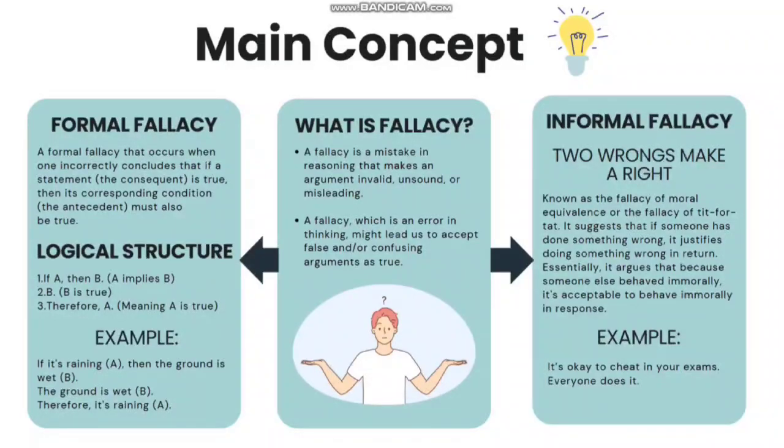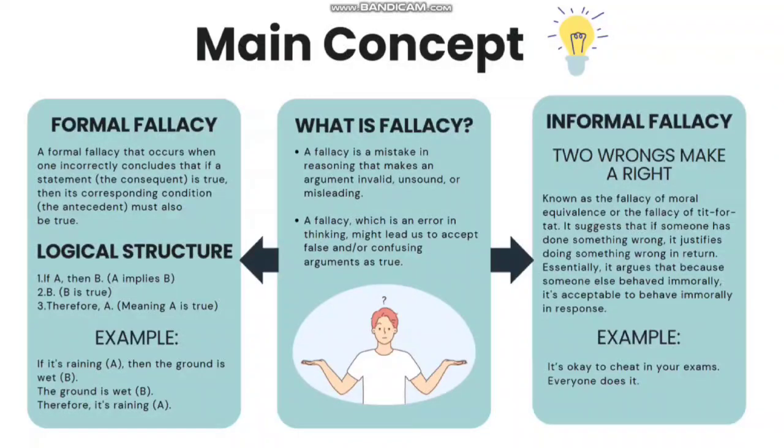Now, let's look at the first type, the formal fallacy. A formal fallacy happens when there is a problem with the structure of the argument, even if the statements seem logical on their own. Here is the logical structure. First, if A, then B. Second, B is true. Therefore, A is true.